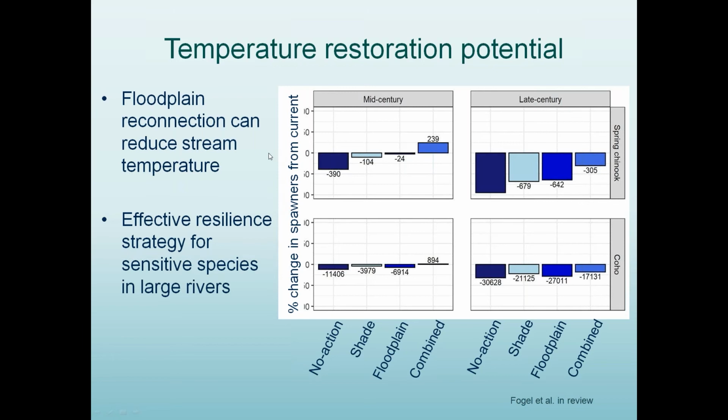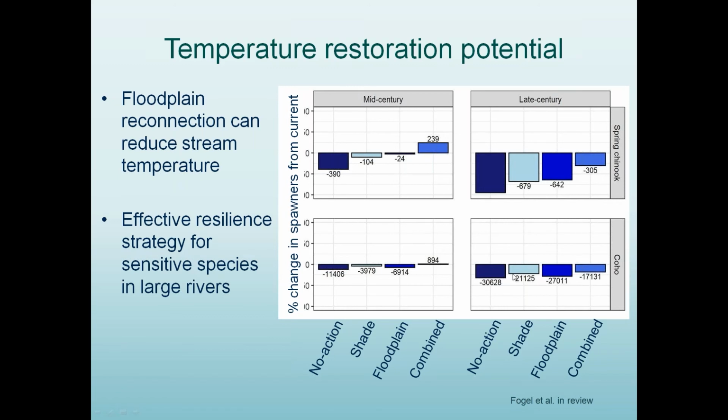And what we see is that, not surprisingly... I can't see the labels on the right on mine because it's covered by, let's see if I can move. Yeah, there, get the bar out of the way. So spring Chinook on the top, again, by late century, a pretty significant decline. There's a big drop if we don't do anything. We can prevent some of that drop by doing either shade or floodplain restoration, or a more significant part of that drop by doing both actions together.